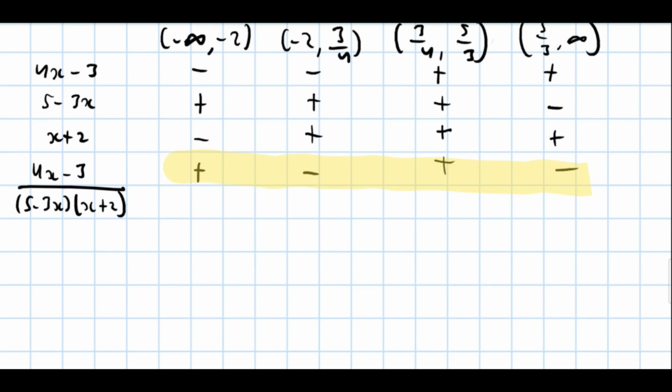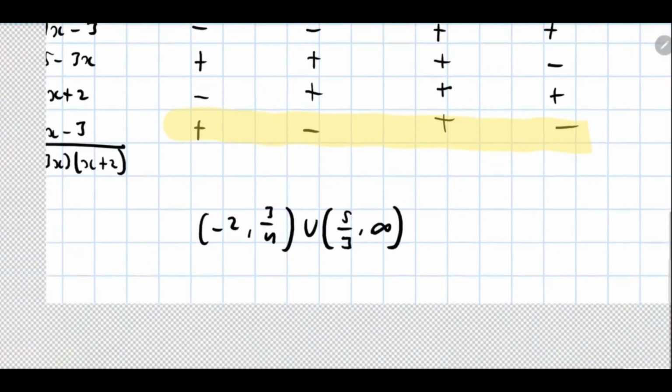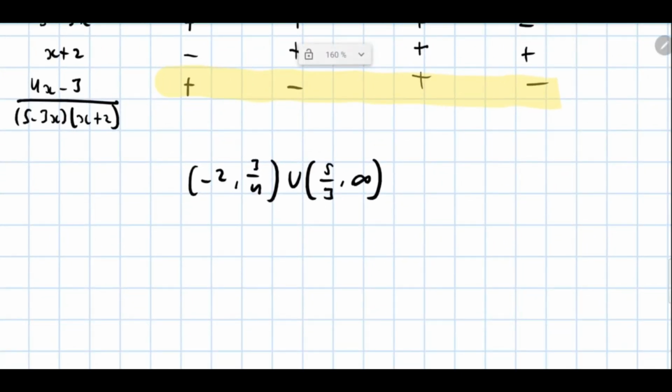Okay, I'll be showing you 2 solutions so that you could have an idea on the notations that we'll be using. So the first one will be the interval notation. So it will be negative 2, 3/4, union with 5/3 to infinity.